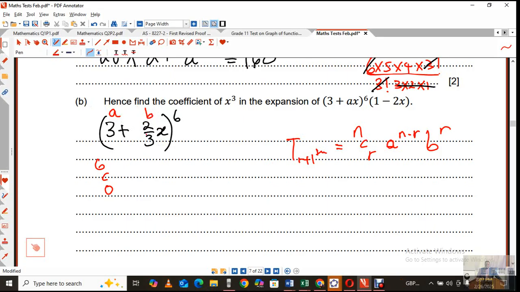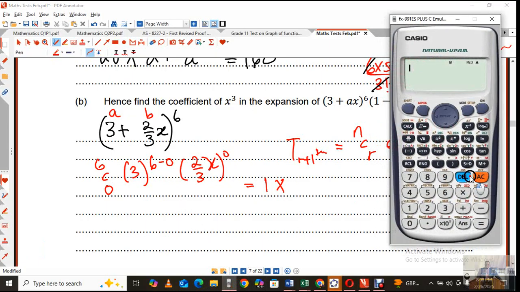Okay, so if I have to calculate the first term, I'm going to take that 3 and raise it to the power n minus r, or 6 minus 0, times, of course, the second term, 2 over 3 x raised to the power of 0, because these ones have to correspond. This is not really necessary to do, because 6 choose 0 is 1. 1 times 3 raised to the power of 6. Well, that's a horrible number, but let's find it.